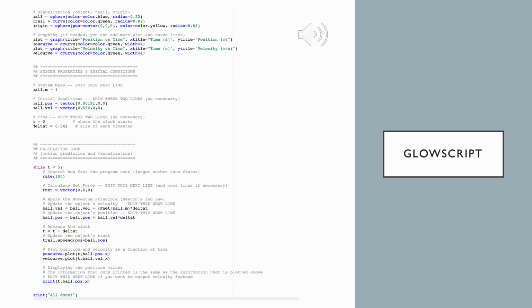The intervals on the model are also set to begin at 0 with time intervals of 0.042 based on what Tracker has provided. Visualizing the code, we can now see the plotted position versus time and the velocity versus time graphs. The attached code segment of GlowScript shown on the slide will be attached in the YouTube description.